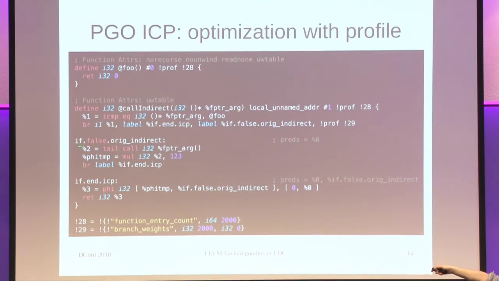Then here, if false, then do the original indirect call, right? So the branch was, the pointer is not equal to foo, so we really have to do the function call indirectly, multiply 1 to 3, and then branch to the endpoint of the function. If not, then we can inline the whole thing and we don't have to call foo.